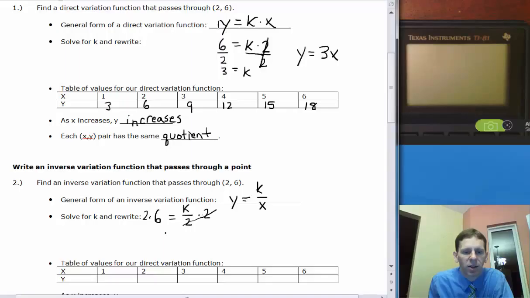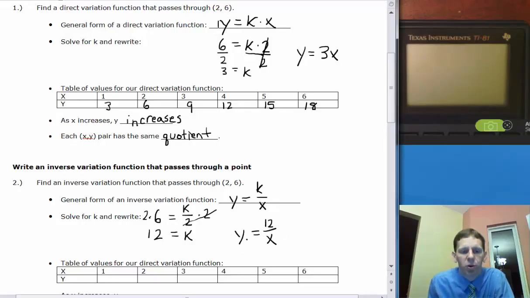We obviously cancel out on the right side of the equation. On the left side we have 12, and on the right side we have k. So to rewrite this equation, we plug in 12 for k. And we get y equals 12 over x. So this is our rewritten model.